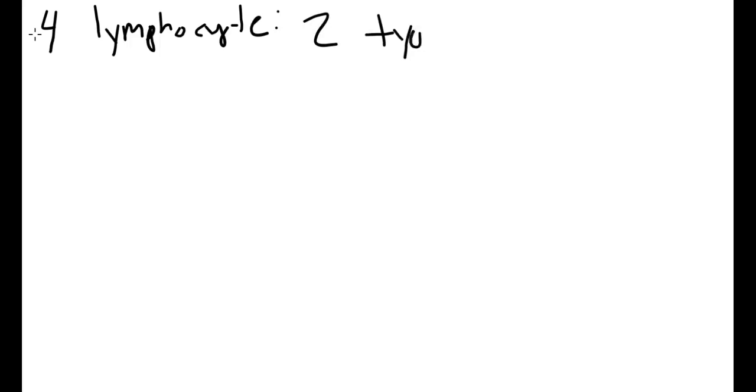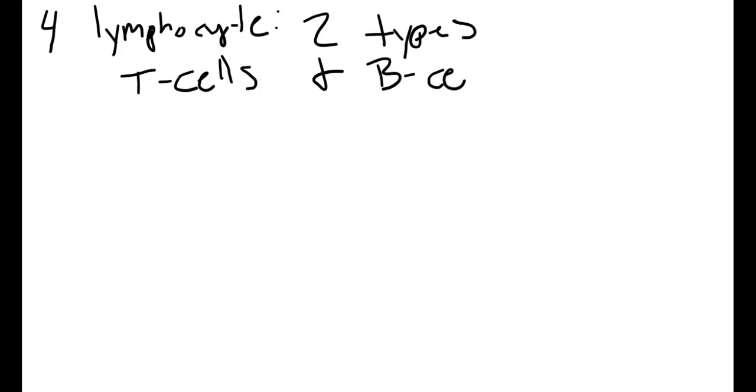Alright, so your agranulocytes, we're going to begin with number 4, which is your lymphocyte. And so lymphocytes, there's 2 types, and you might have heard of some of these. Your lymphocytes are divided into either T cells or B cells. So these are the ones that are affected, like if you get HIV. They can't do their job. And so their job is to form antibodies.